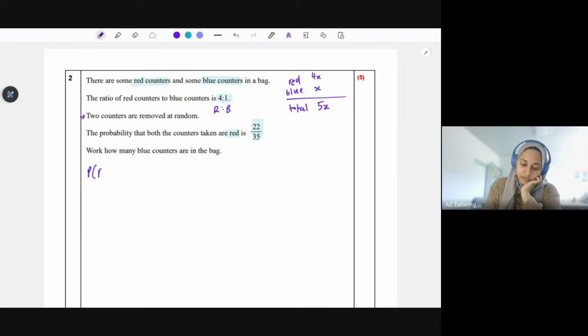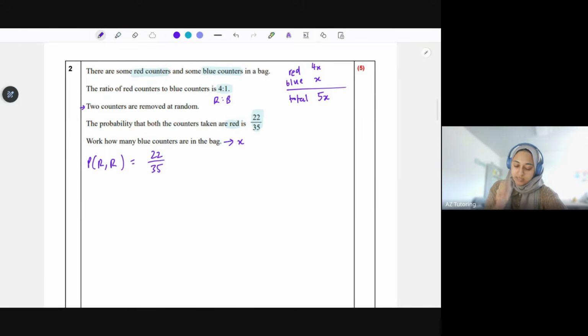So probability of red is 22 out of 35. Work out how many blue counters there are in the bag. So blue counters is x, so we just need to find out what x is. So what can we do? Just like last time, the probability of the first one being red is 4x out of the total, which is 5x.